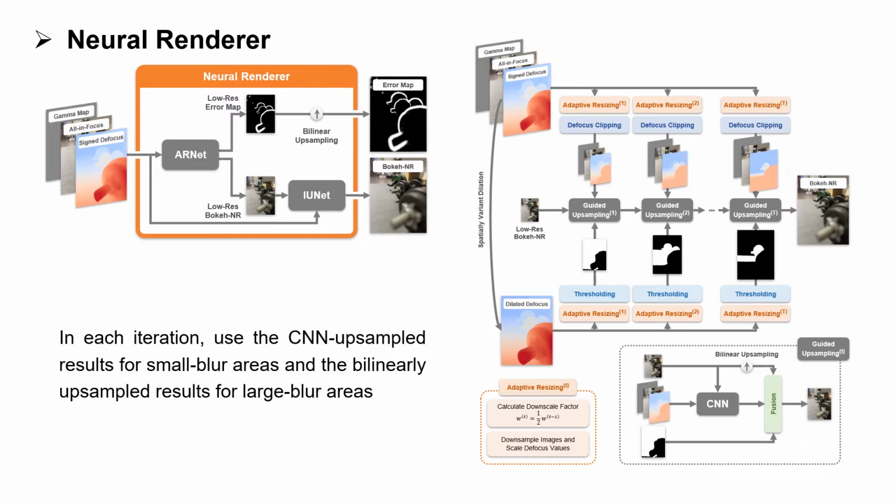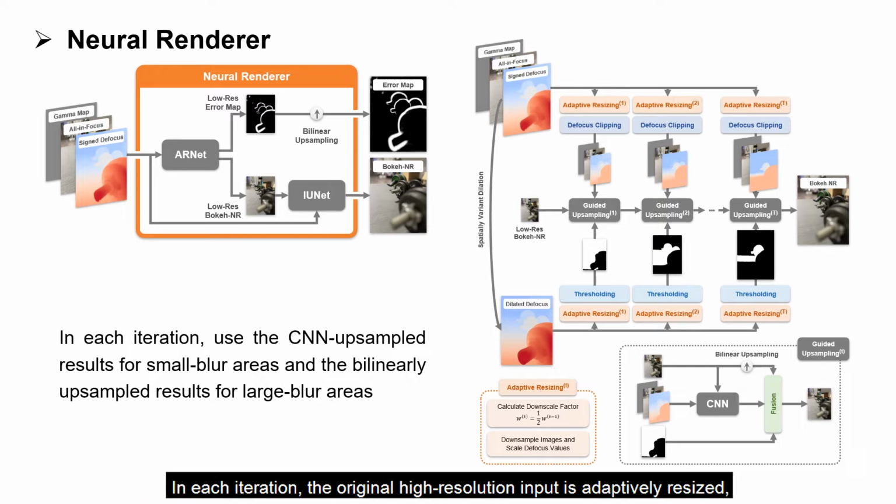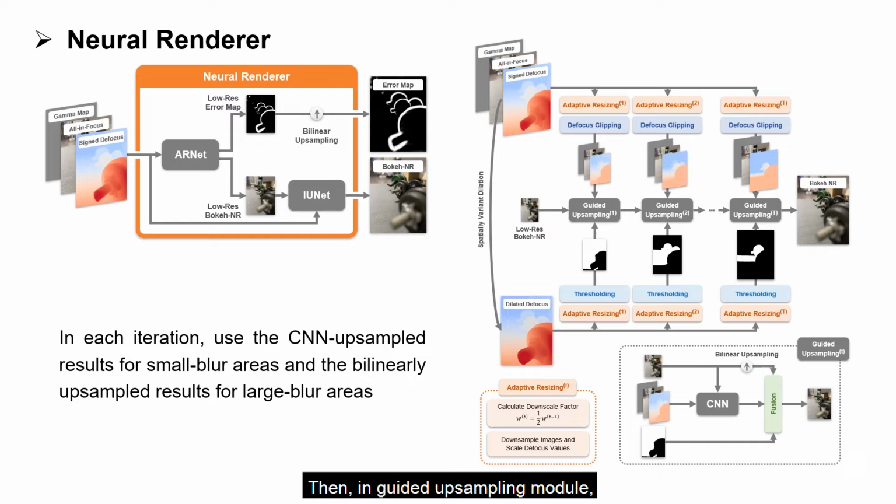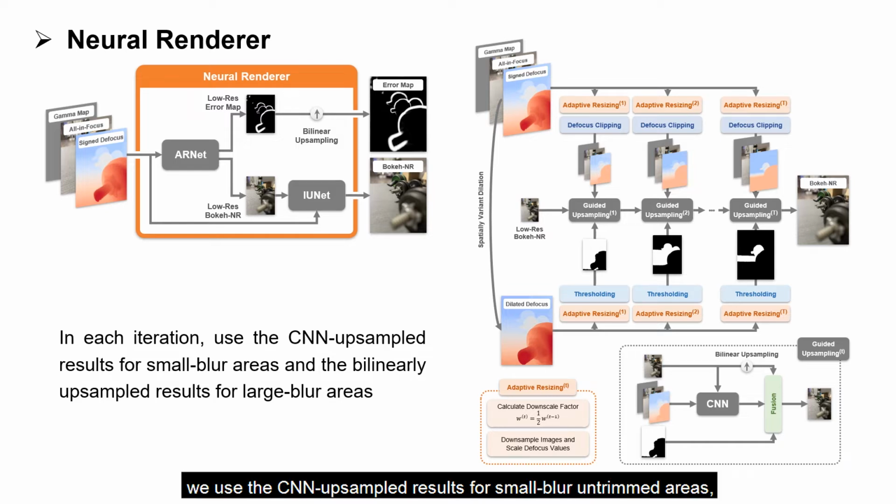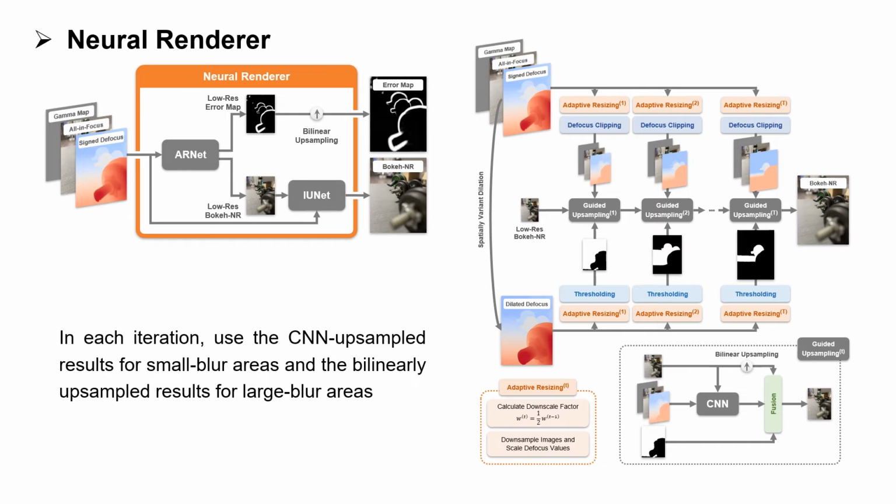For IUNet, we propose an iterative guided upsampling mechanism to avoid the fuzziness and aliasing around in-focus areas during the upsampling. In each iteration, the original high-resolution input is adaptively resized, and the defocus values beyond the acceptable range of the CNN are clipped. Then, in the guided upsampling module, we use the CNN upsampled results for small blur untrimmed areas, and use the bilinearly upsampled results for large blur trimmed areas. In this way, our framework can handle arbitrarily large blur sizes despite only training on images with small blur sizes.